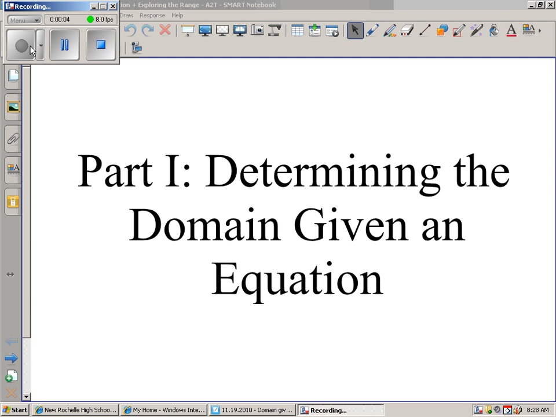So I'm changing the way that we phrase our aims. They're going to be phrased now in the form of a question. So today we're going to try and figure out, if you're given an equation, how do you determine the domain? Part one.